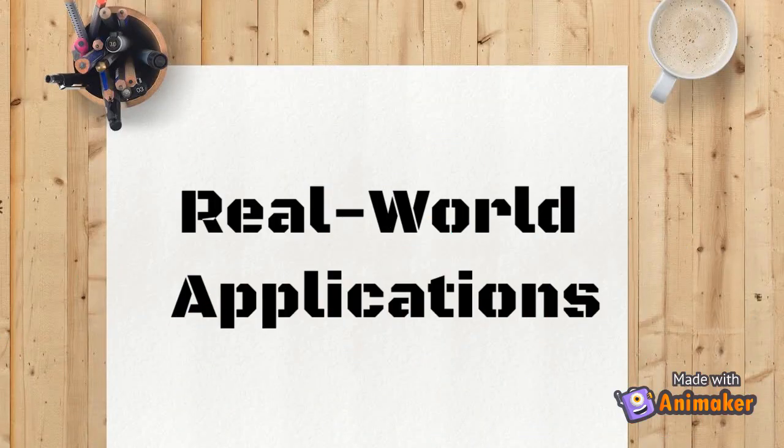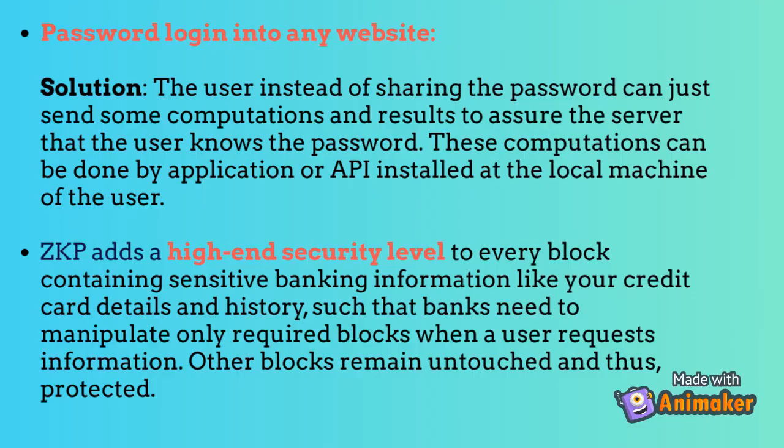Now it's time for us to look at the real-world applications of ZKP. Some of the real-world applications are: password login into any website. Solution. The user, instead of sharing the password, can just send some computations and results to assure the server that the user knows the password. These computations can be done by an application or API installed on the local machine of the user. ZKP adds a high-end security level to every block containing sensitive banking information like your credit card details and history, such that banks need to manipulate only the required blocks when a user requests information. Other blocks remain untouched and thus protected.